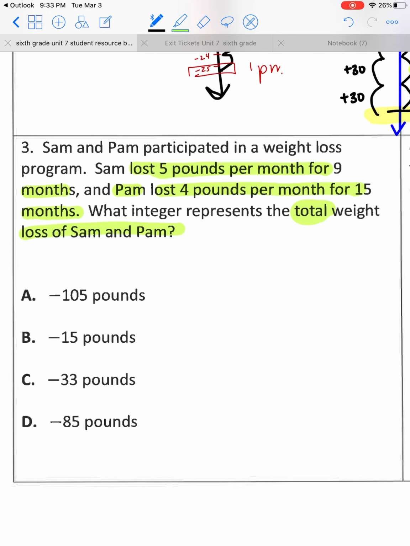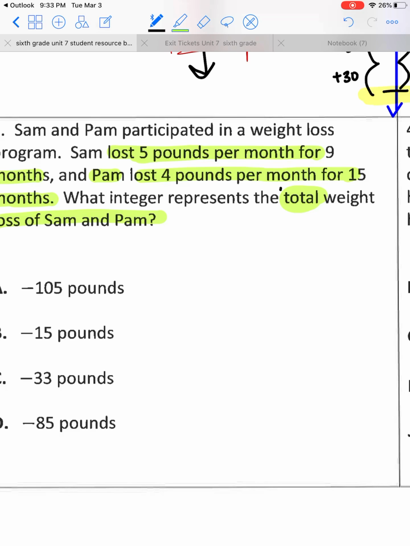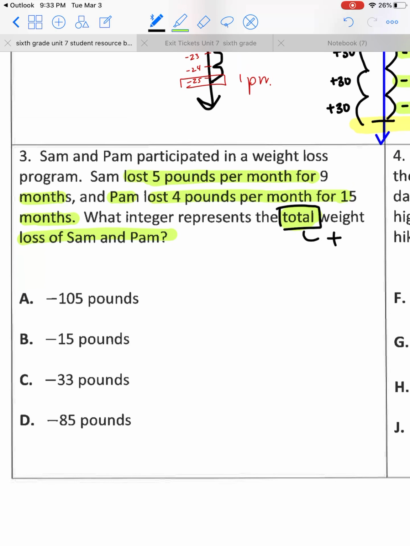So the first thing that I notice is that it's asking me for the total. And total, if you didn't already annotate by now, is a keyword for addition. So I'm adding 2 things. What exactly am I adding? I'm adding the weight loss of Sam and Pam. So I'm taking how much weight Sam lost, and I'm adding that to Pam's weight loss.